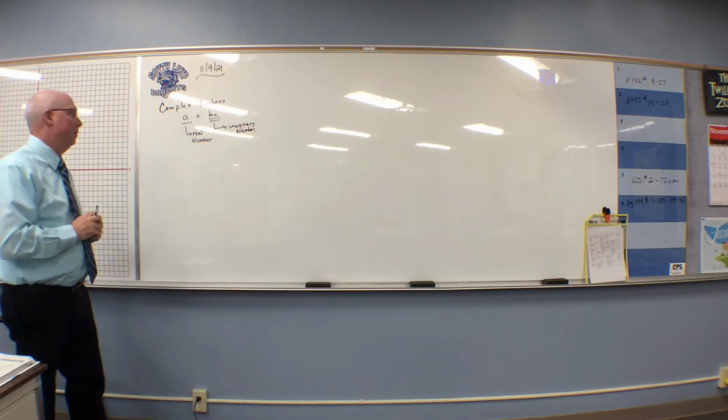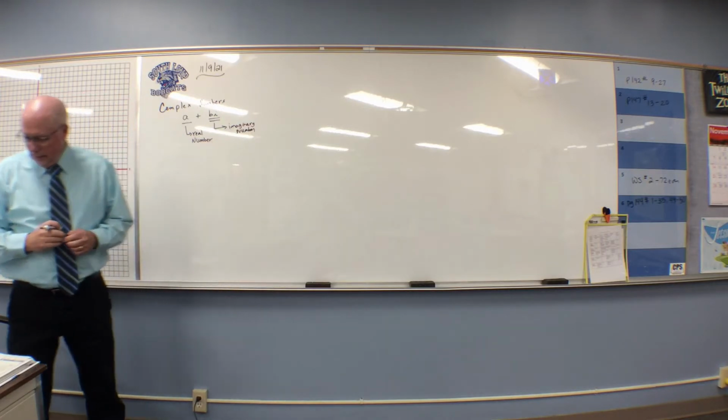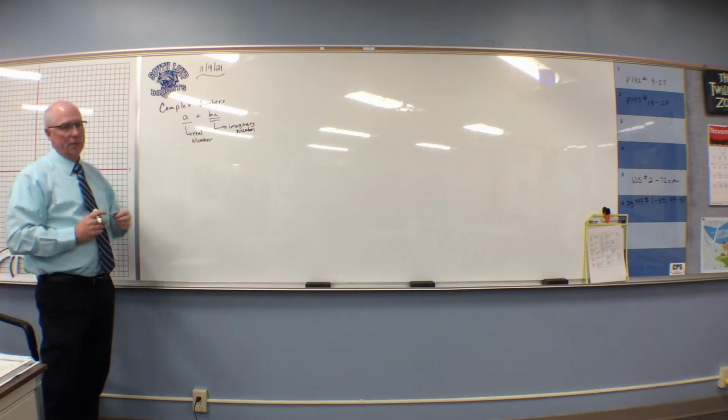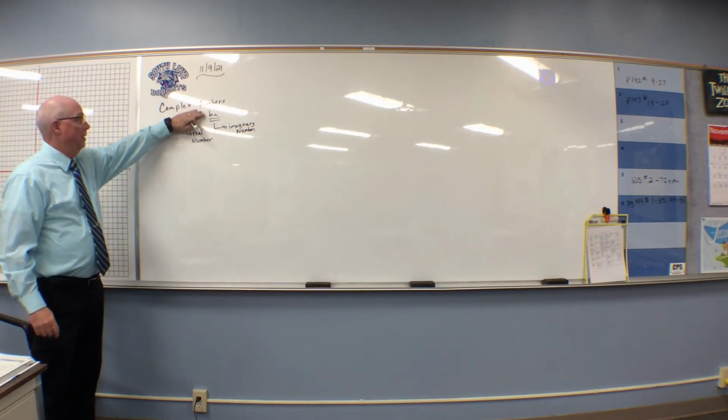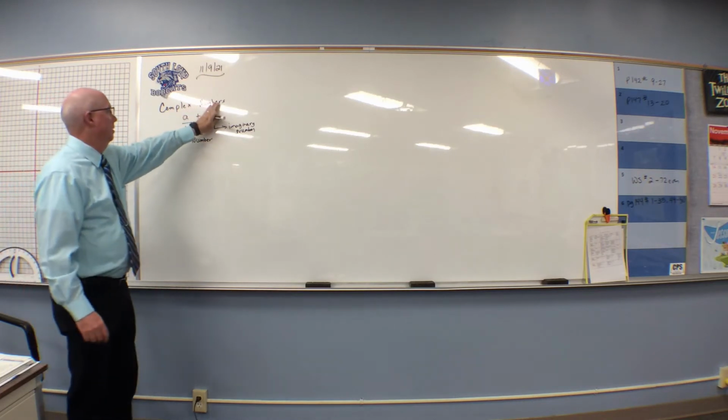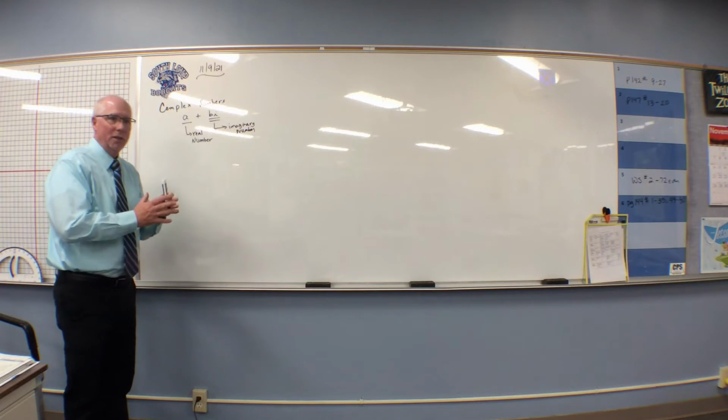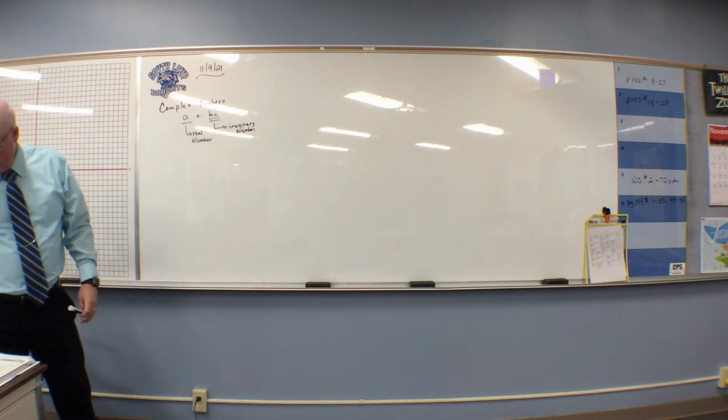Some people call them the real part and the imaginary part. The form that we use is a plus bi. Now if the a is gone, it's just called a pure imaginary number. And obviously if the bi is gone, it's just called a real number. If you put the two together, that's when we get a complex number.